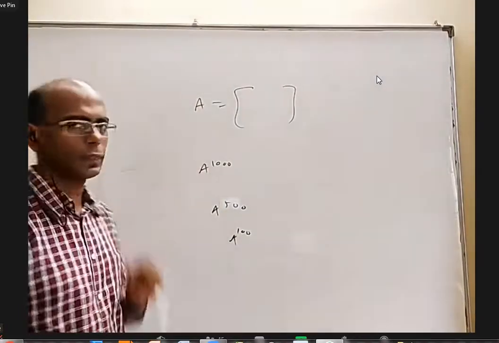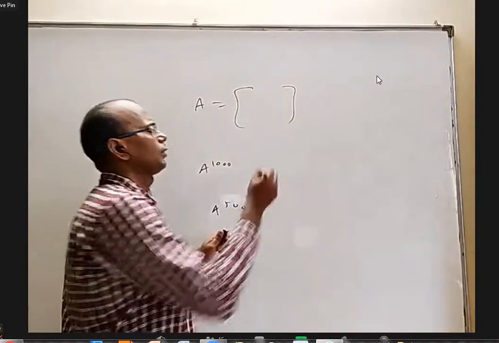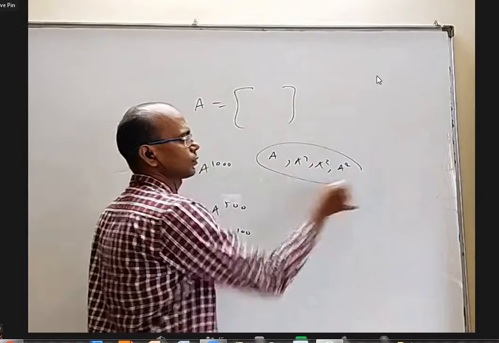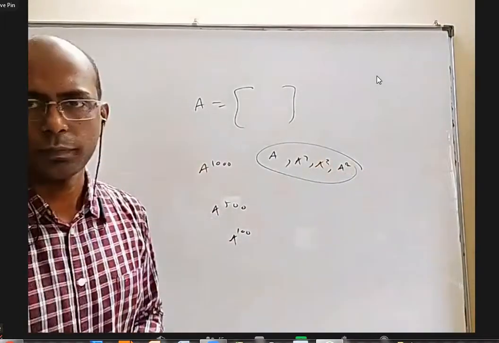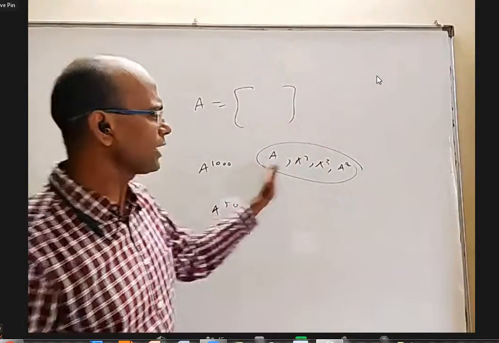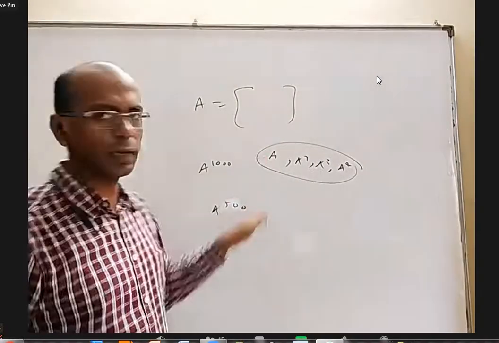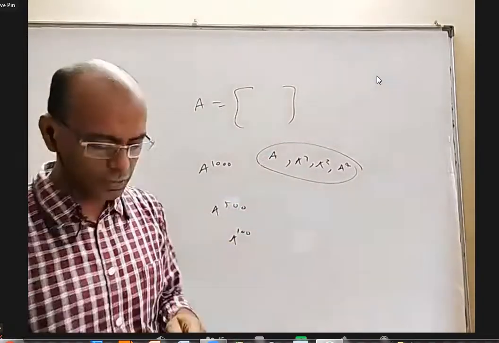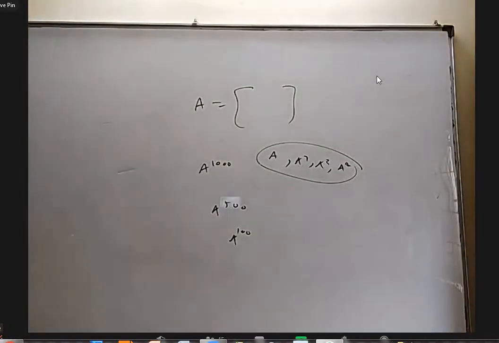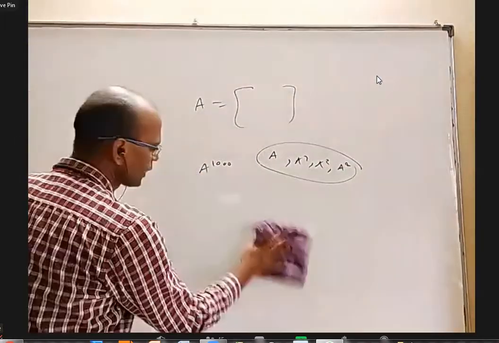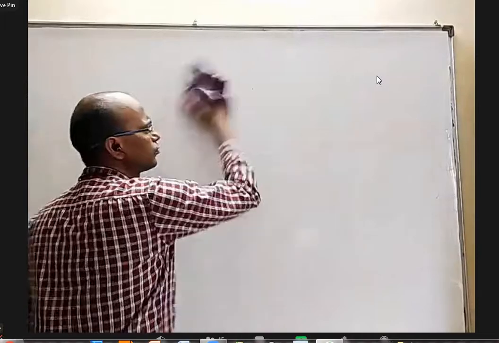How to find them? There are 2 methods. You find A, you find A square, you find A cube, you find A power 4. You will find a pattern. By looking at the pattern, you will be able to guess the answer. We'll give some examples for that. But before that, I want to tell some more theory. What I'm going to tell is a little bit based on second year, but I thought, why skip it? I want to give a few formulas.